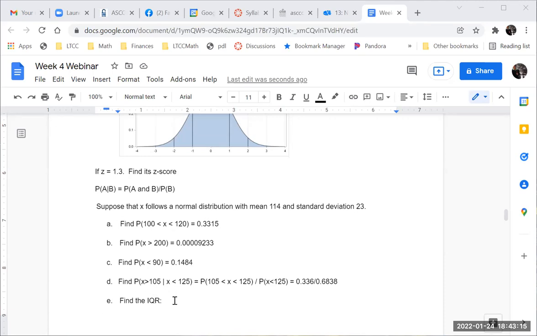Okay, then part E is find the IQR. Who remembers what IQR means? It's important for your project. Yeah, interquartile range. So that, if you remember, is Q3 minus Q1. Any questions on that?